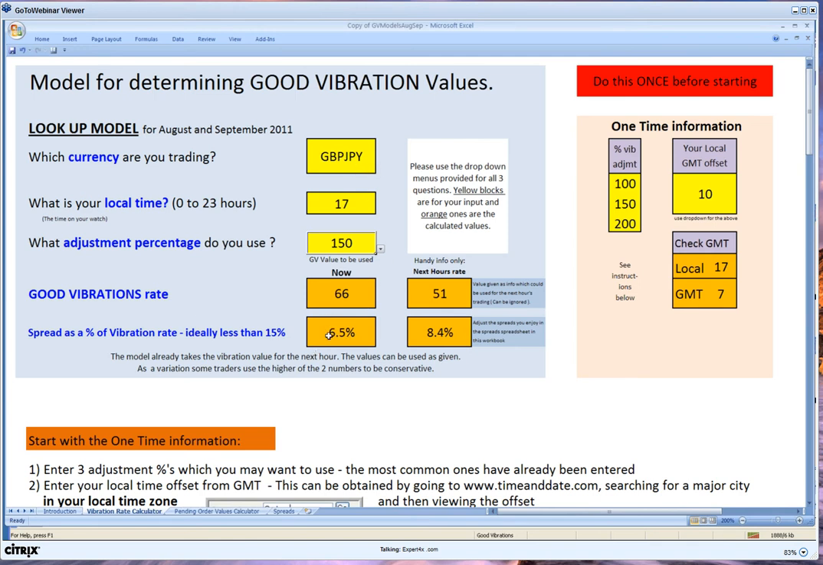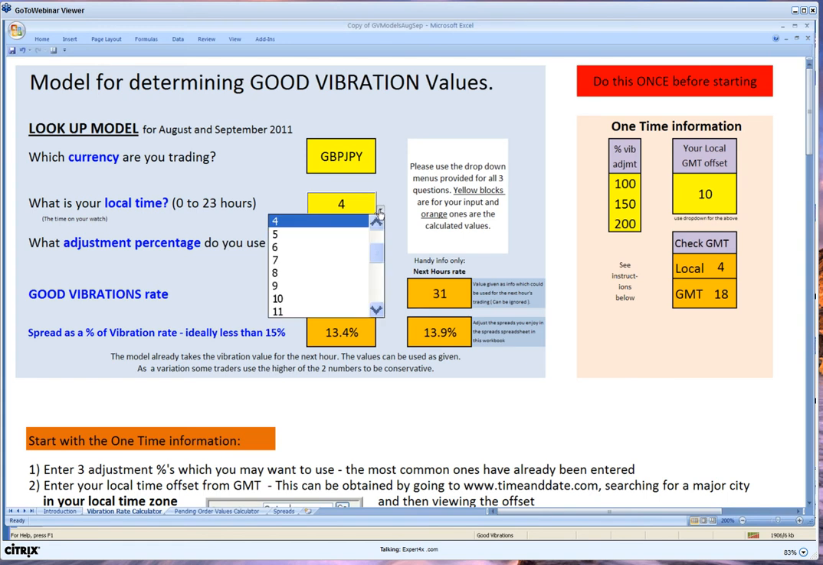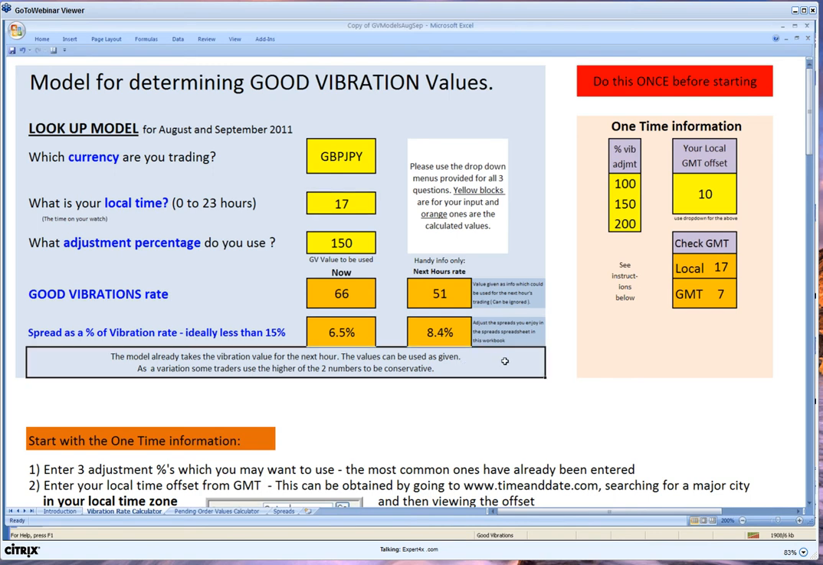The big thing here is that you never want the spread to be more than 15% of the vibration rate. So here you can see for the pound yen, this is actually ideal. We've got no problems with the spread. But let's say later in the day, no, still fine. Early in the morning, you can see this is now getting closer to 15%, which means that sometimes it's better to trade another currency other than this particular one. What is the time? It's 1700. Okay.